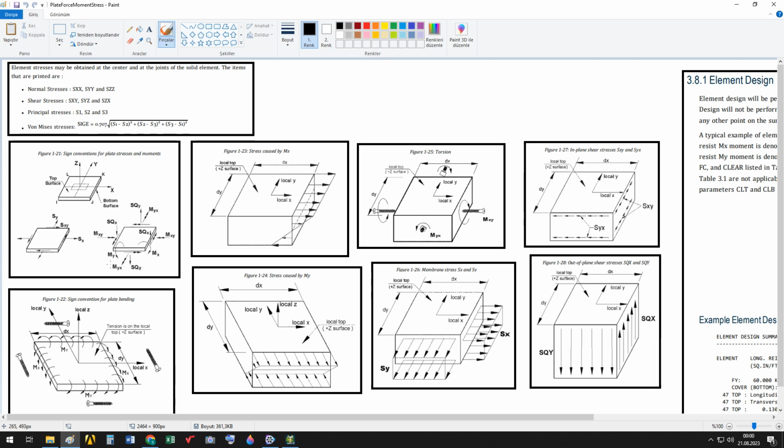Okay, membrane forces. We have moments. We have forces here. These are shear forces: SQX, SQY. Okay. And we have bending moments MX, MY, and torsion moments. Torsion moments are shown with those arrows.